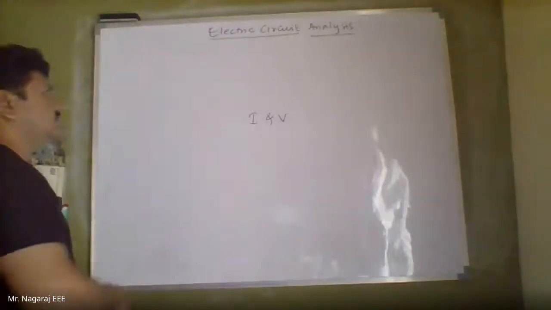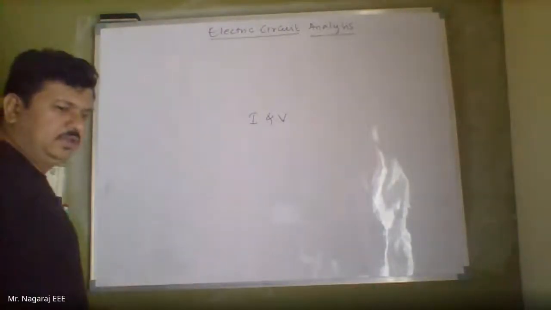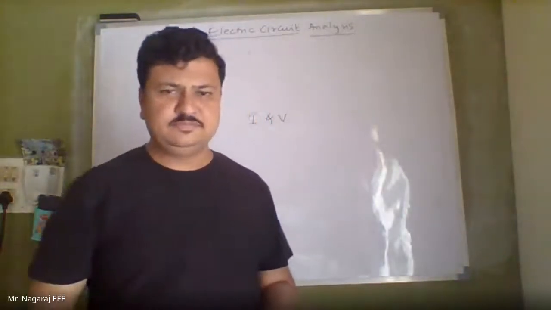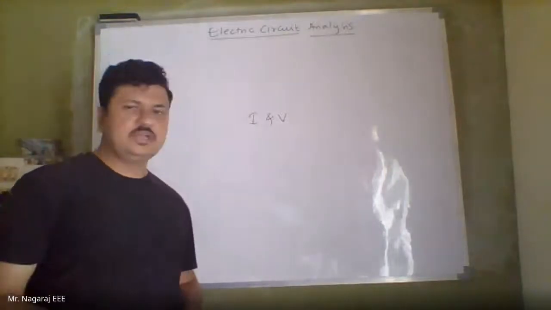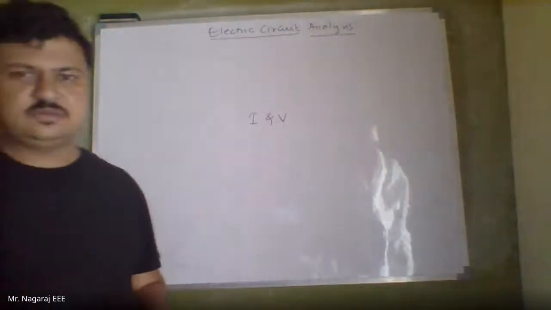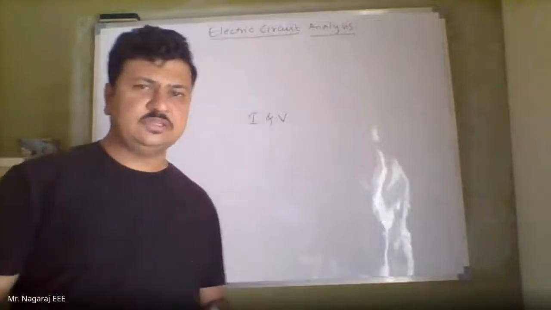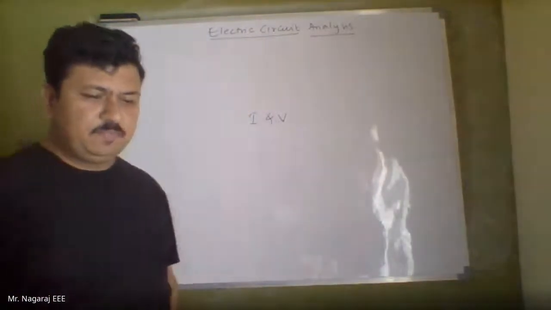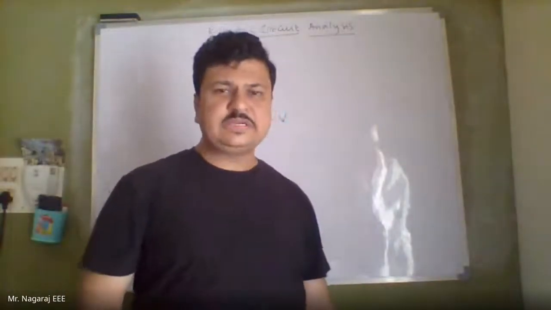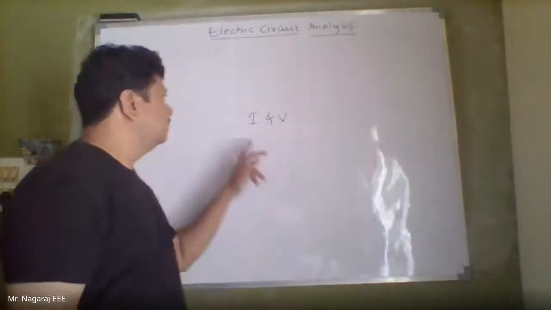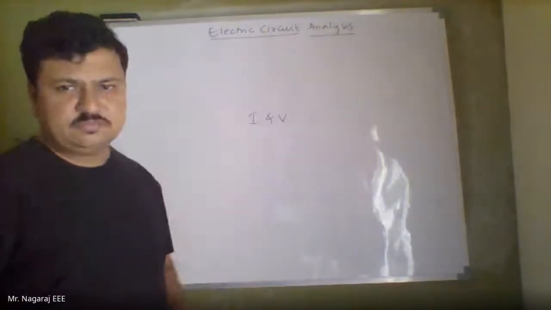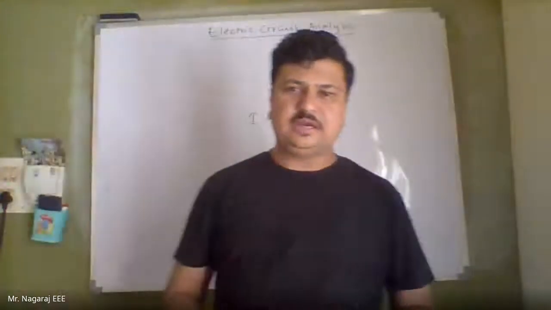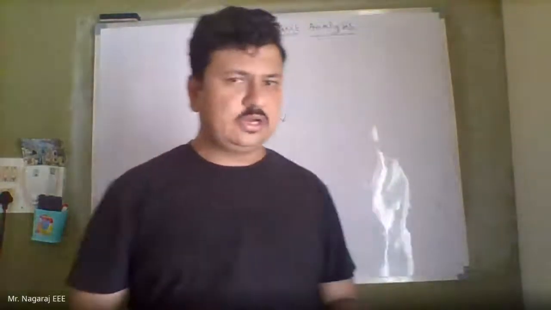So we know that an electric circuit is simply a connection of electrical elements. Later we will categorize them as active element, passive element, AC element, DC element, all those things. But in general, what is an electric circuit? It is the physical connection of electrical elements. And what are electrical elements? Resistor, capacitor, inductor, voltage source, current source.